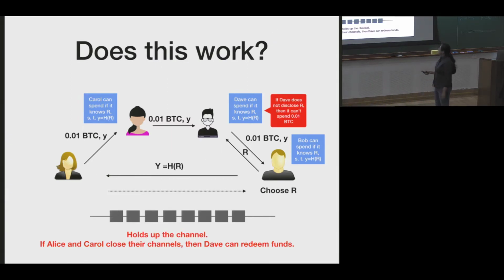Possibly no. So what happens if Dave does not want to disclose R? He has received R, but does not disclose it, so he holds up the channel for a very, very long time. There is no way to redeem this value from Alice. And if Alice and Carol close their channel, then Bob can redeem the funds, and this does not work. If they close their channel, nothing works over here.